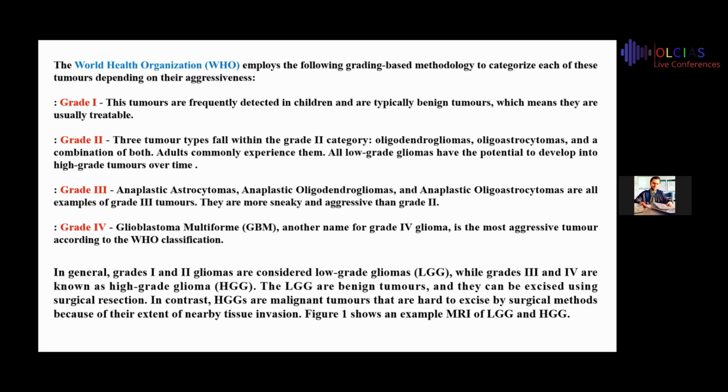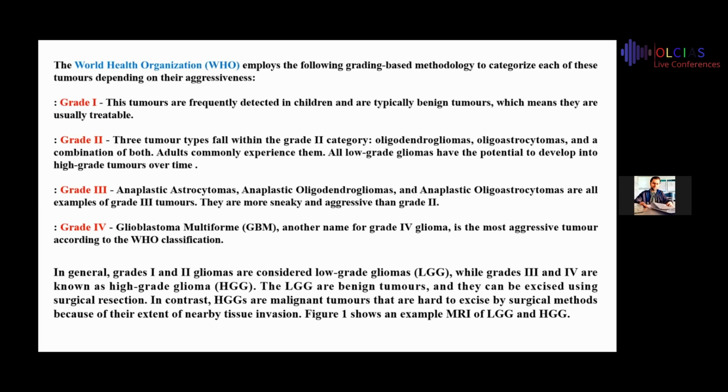Grade 3: anaplastic astrocytomas, anaplastic oligodendrogliomas, and anaplastic oligoastrocytomas. So these are all examples of grade 3 tumors. They are more sneaky and aggressive than grade 2. Grade 4: glioblastoma multiforme, GBM, another name for grade 4 glioma, is the most aggressive tumor according to the WHO classification. So in general, grades 1 and 2 gliomas are considered low-grade gliomas, LGG, while grades 3 and 4 are known as high-grade glioma, HGG.